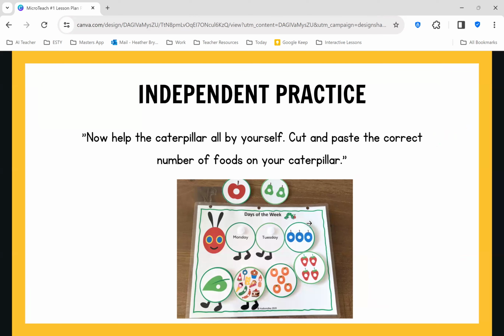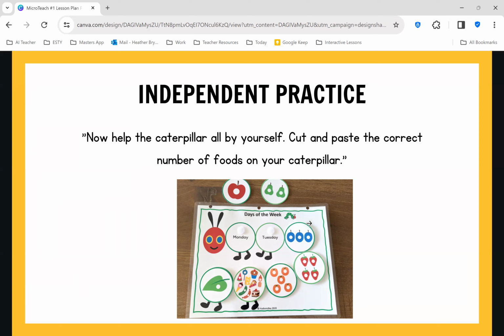Now, independent practice. We are assessing individual students' understanding. We're providing an opportunity for independent practice. Remember, you do alone. They are demonstrating understanding independently.